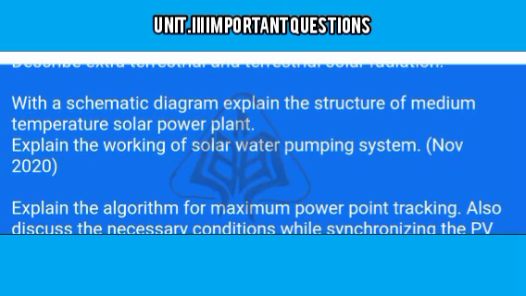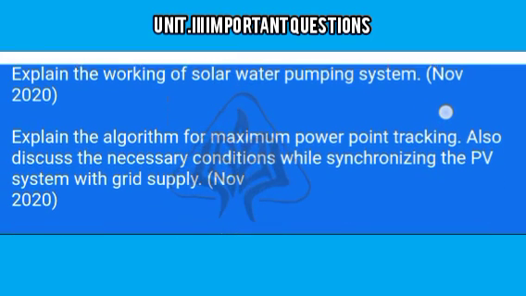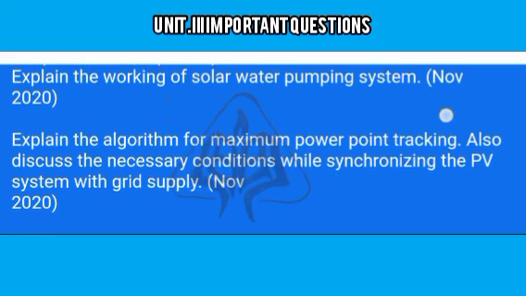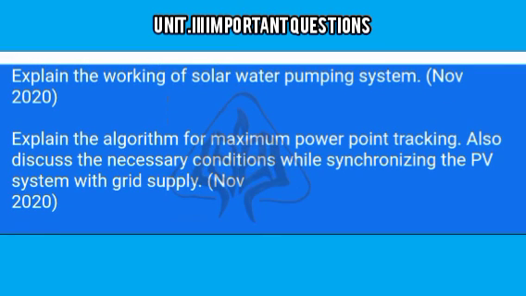With a schematic diagram, explain the structure of medium-temperature solar power plant. Explain the working of solar water pumping system. November 2020, explain the algorithm for maximum power point tracking. Also discuss the necessary conditions while synchronizing the PV system with grid supply.